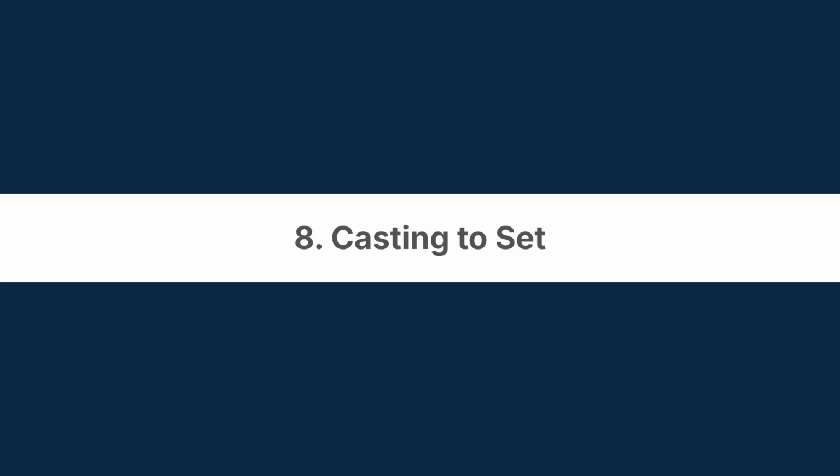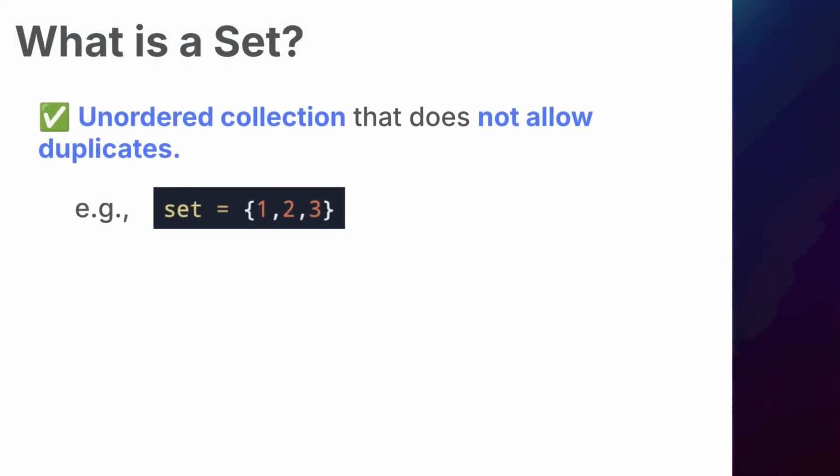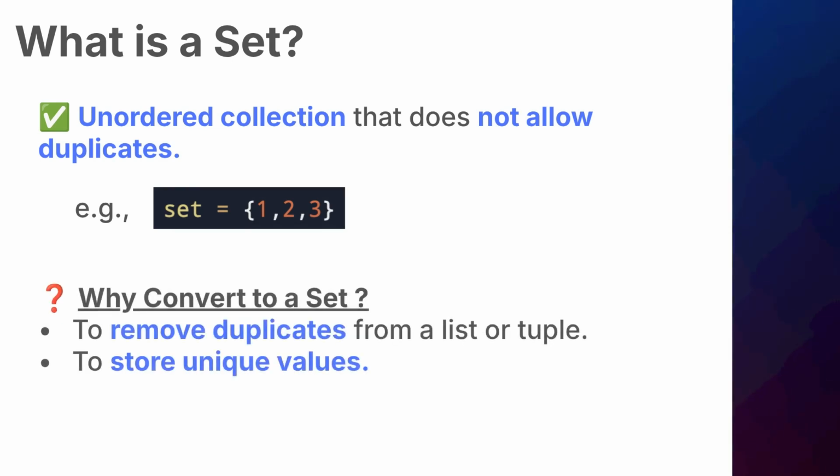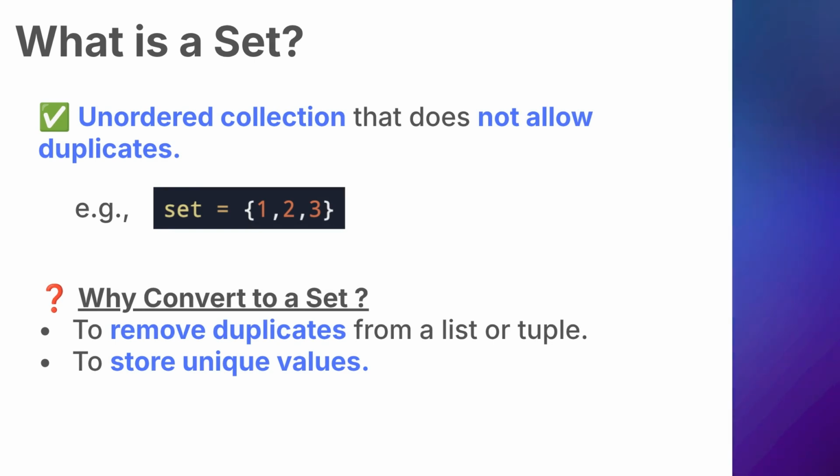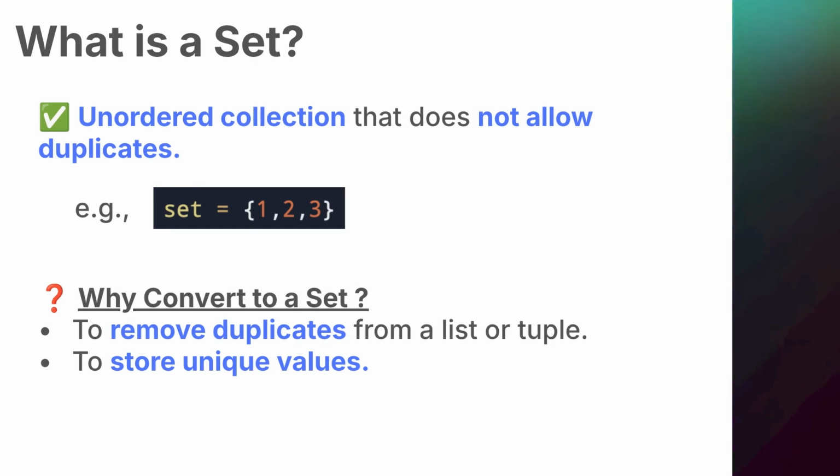8. Casting to set. What is a set? A set is an unordered collection that does not allow duplicates. Why convert to a set? To remove duplicates from a list or tuple, to store unique values.